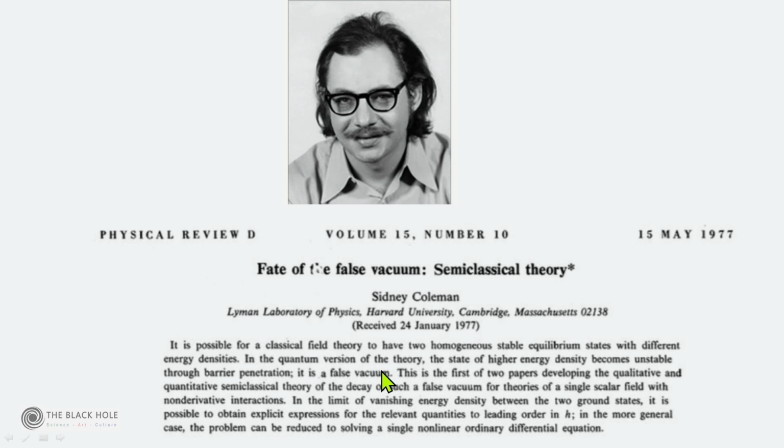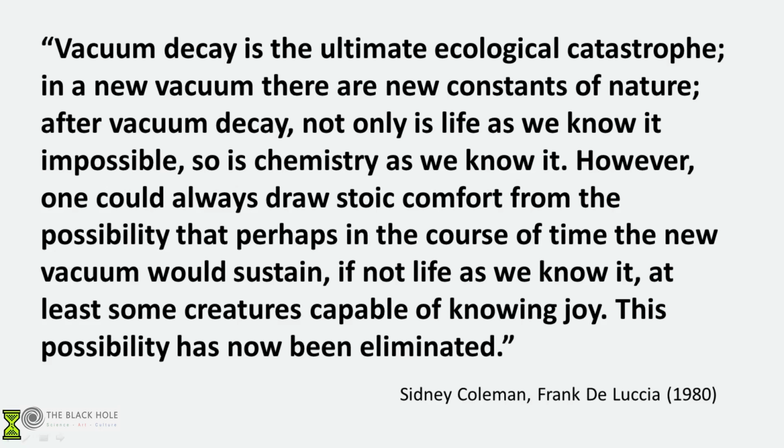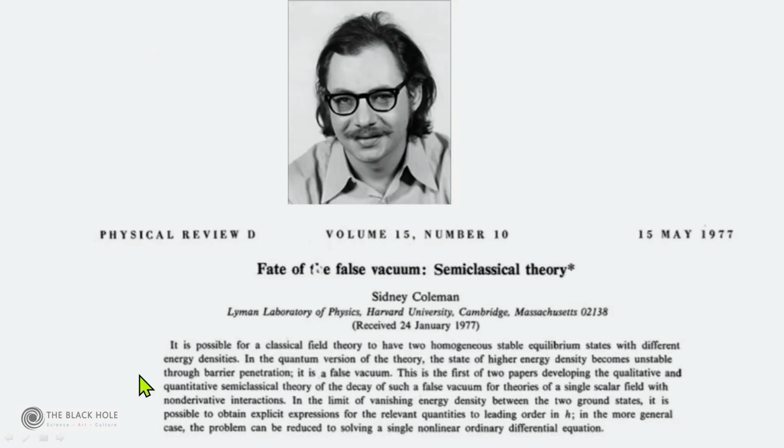The abstract of this paper reads, "It is possible for a classical field theory to have two homogeneous, stable equilibrium states with different energy densities. In the quantum version of the theory, the state of higher energy density becomes unstable through barrier penetration. It is a false vacuum." And then he goes on to say that he's going to do a semi-classical analysis.